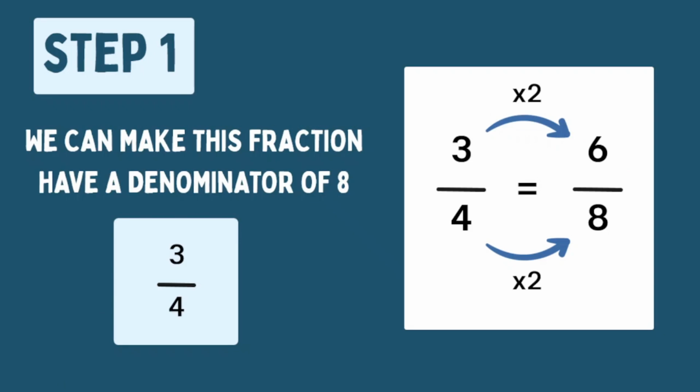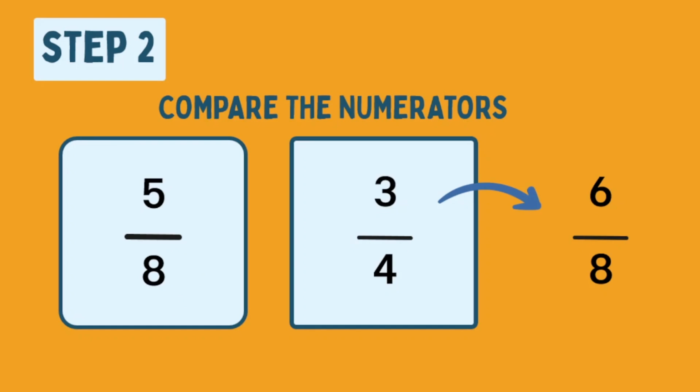So now we have converted 3 over 4 to the equivalent fraction of 6 over 8. The next stage is now to compare the two fractions. Don't forget, the two fractions we have are 5 over 8 and 3 over 4, and 3 over 4 has been converted to its equivalent, 6 over 8.